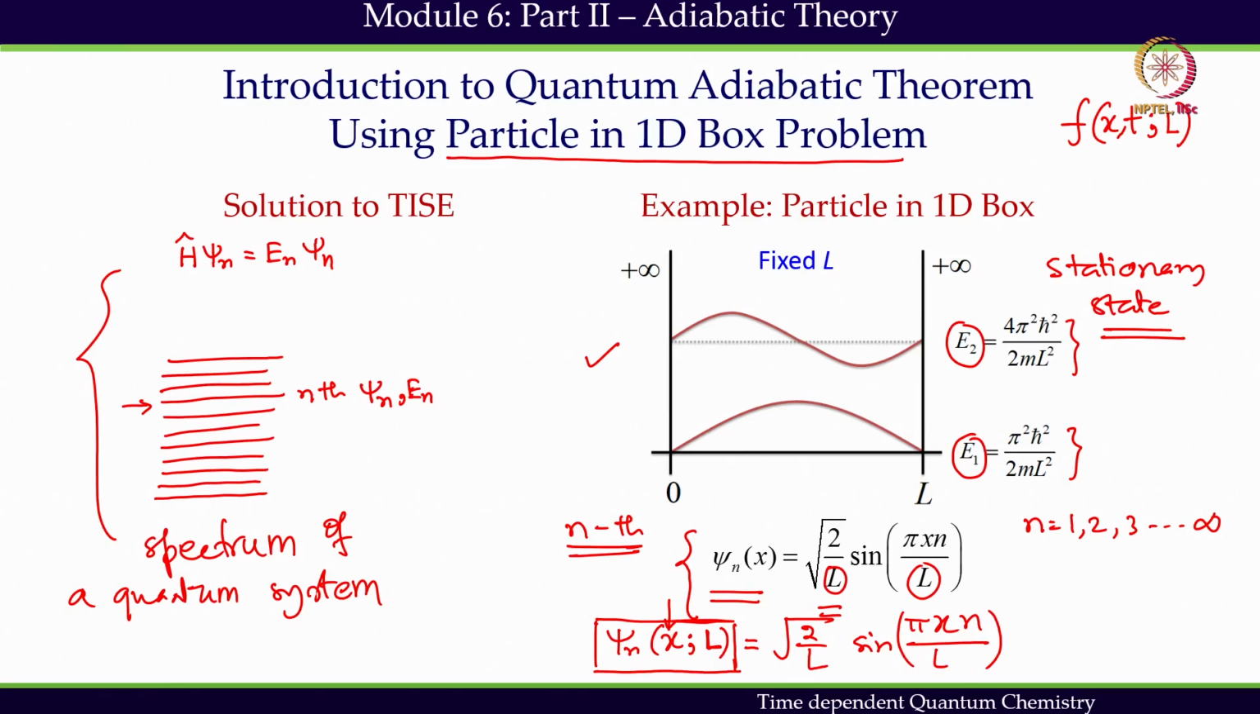More specifically, this is not done very frequently in the popular textbooks when we represent the one-dimensional box problem, because it is assumed that L is constant. But with regard to the presentation of the quantum adiabatic theorem, we will actually specify that this wave function parametrically depends on L. If I change L, my wave function will change, but it is not a variable, it is a parameter.